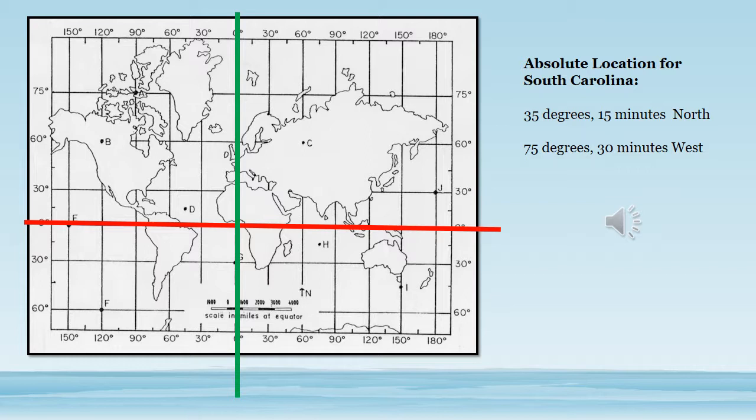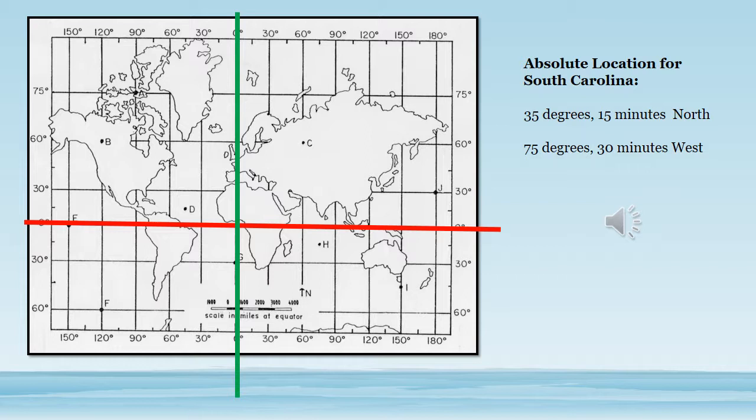Okay, so now to find South Carolina on my line, first of all, I see Florida because Florida has that peninsula and it kind of dips out. So I see Florida and I see Cuba. Cuba's that little island that's 90 miles south of Florida. You see how I'm using relative location to find this absolute location?